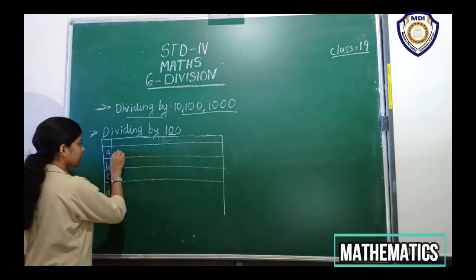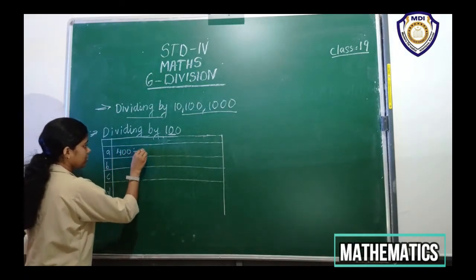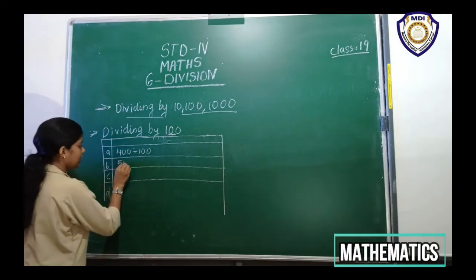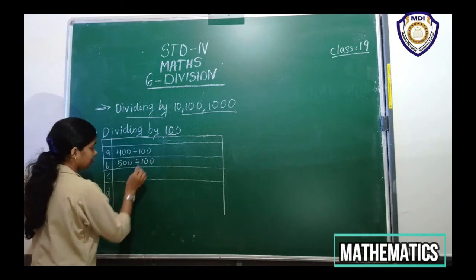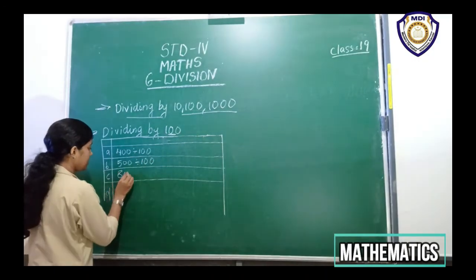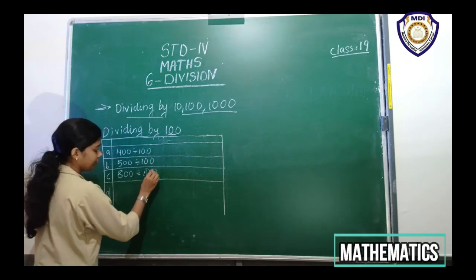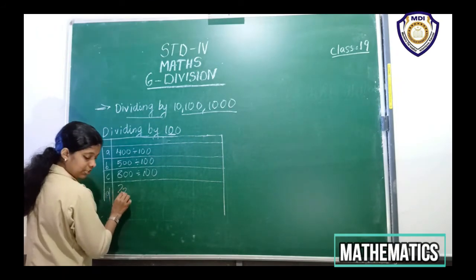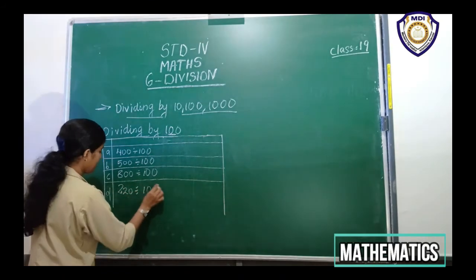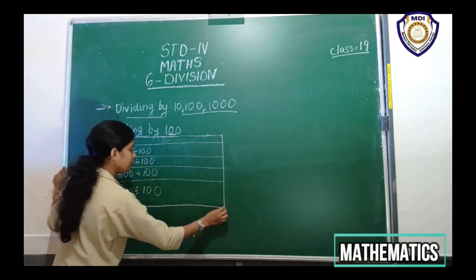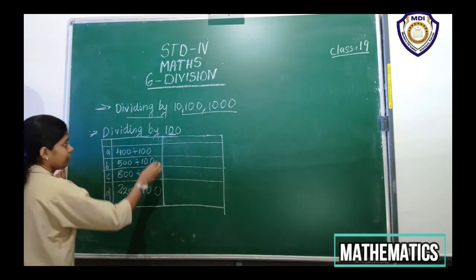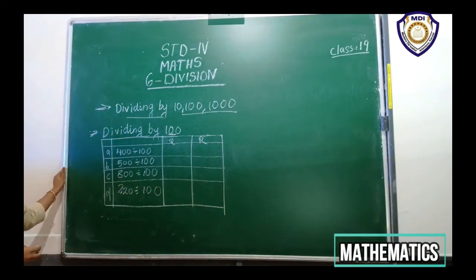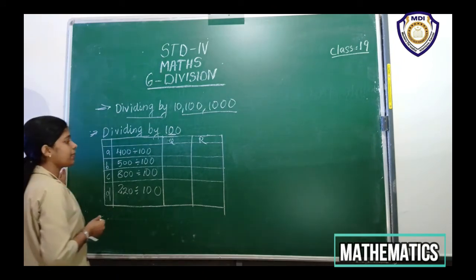400 divided by 100, then 500 divided by 100, then 800 divided by 100, then 220 divided by 100. Find the quotient and remainder. In 100, how many zeros are there? Only 2 zeros.